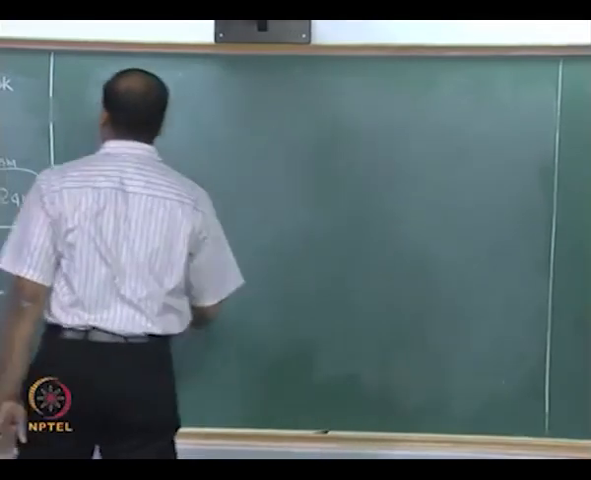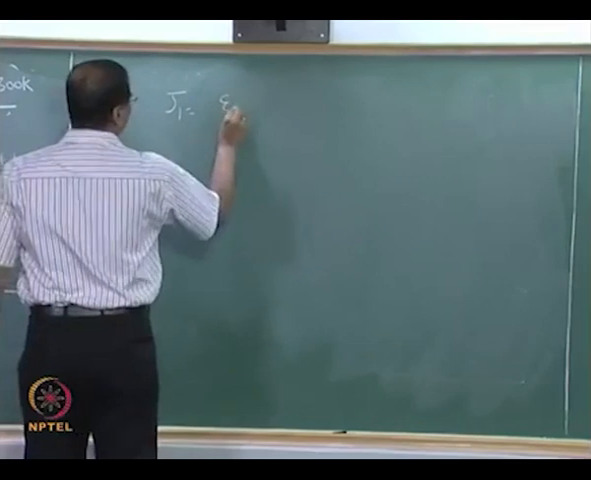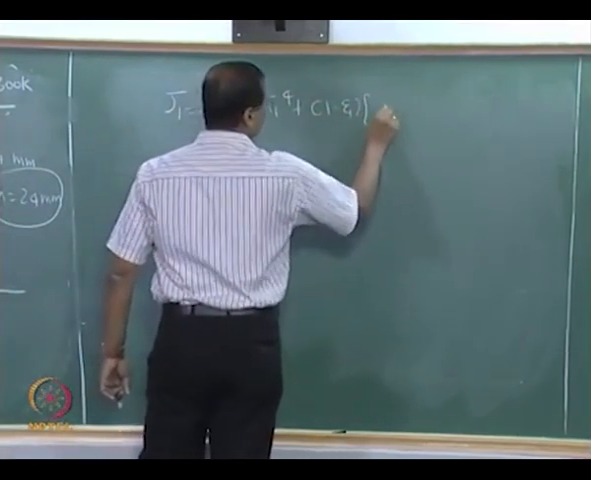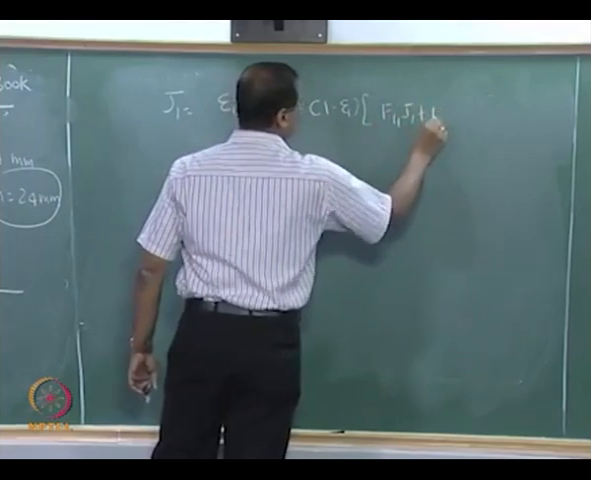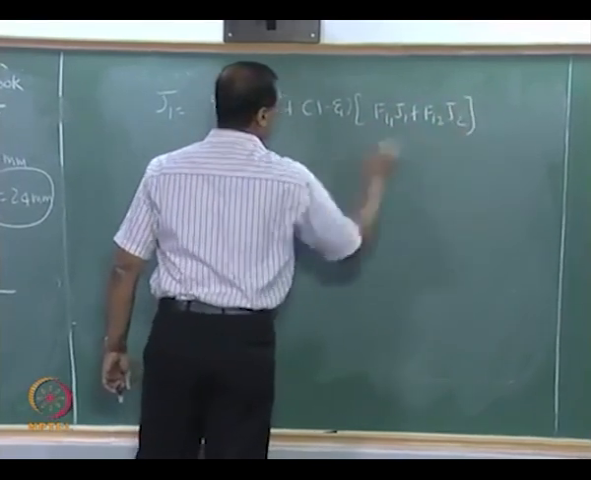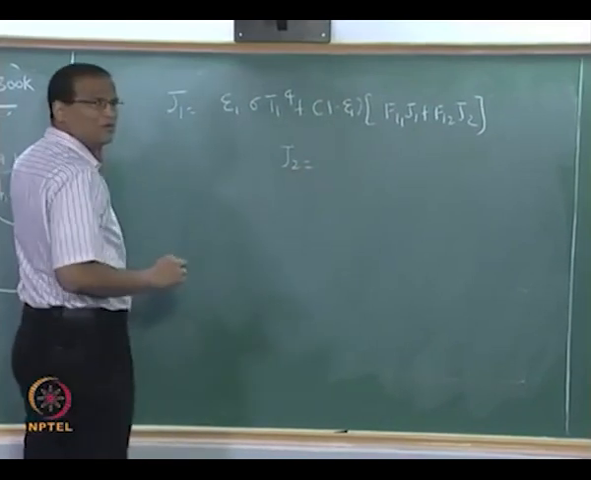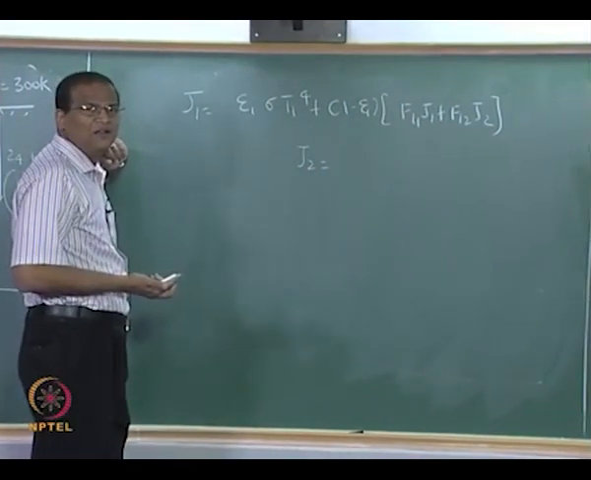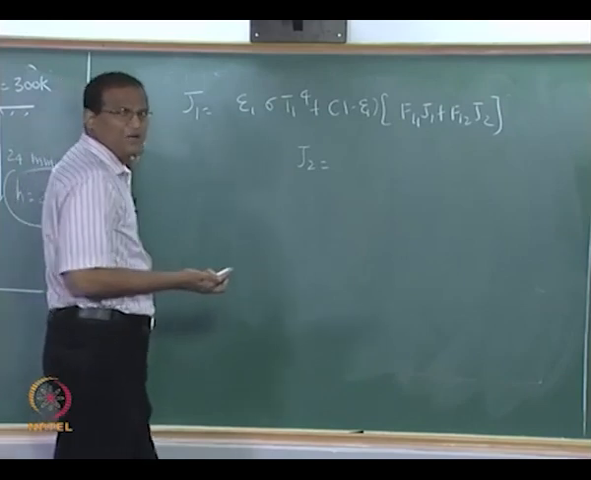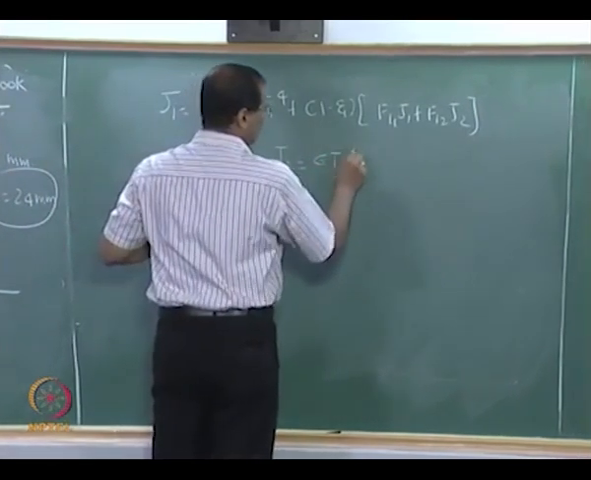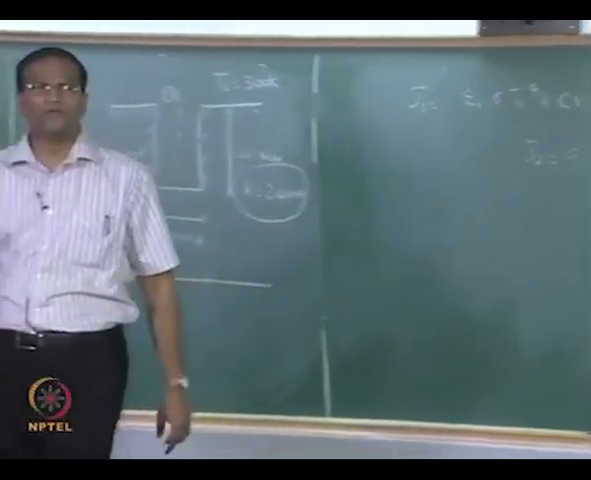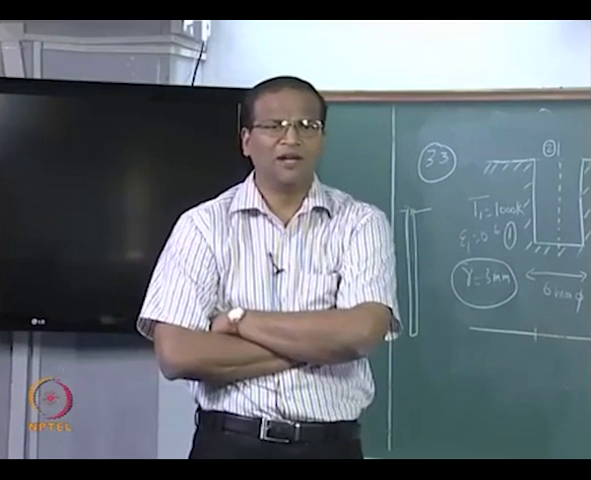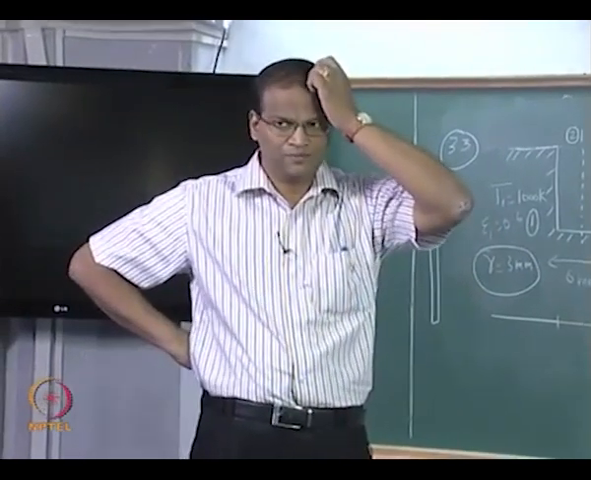we write the radiosity relations J1. What is J2? J2 is a black body at T infinity, sigma T2 to the power of 4, 459.3, what is the value? 5.67 10 to the minus 8 into 300 to the power 4.